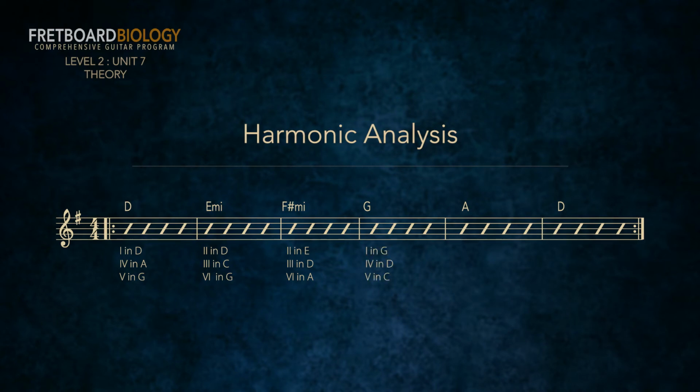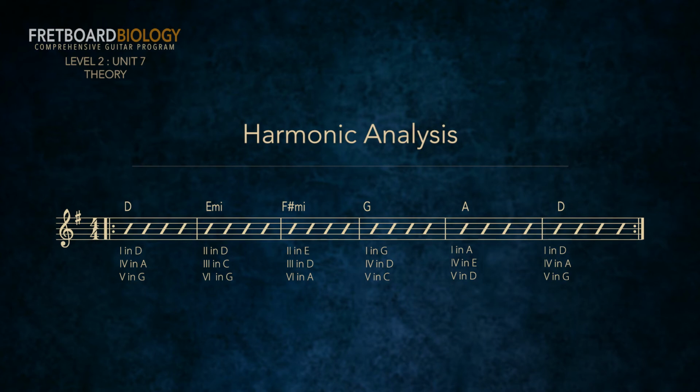The G major could be a 1 chord in the key of G, it could be a 4 chord in the key of D major, and it could be a 5 chord in the key of C major. The A major could be a 1 chord in the key of A major, it could be a 4 chord in the key of E major, and it could be a 5 chord in the key of D major. And the final chord, the D, again, like the first chord, could be a 1 in D, a 4 in A, and a 5 in G.